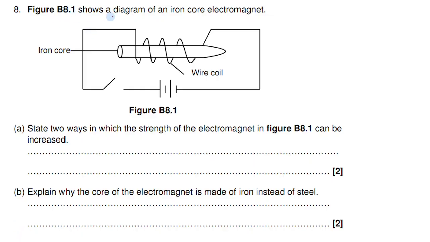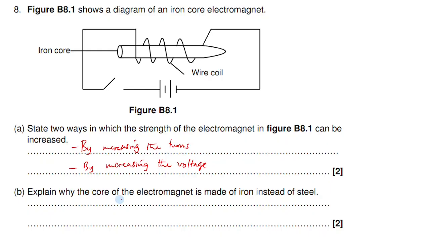Figure B8.1 shows a diagram of an iron core electromagnet. State 2 ways in which the strength of the electromagnet in figure B8.1 can be increased. One, by increasing the turns. Two, by increasing the voltage.